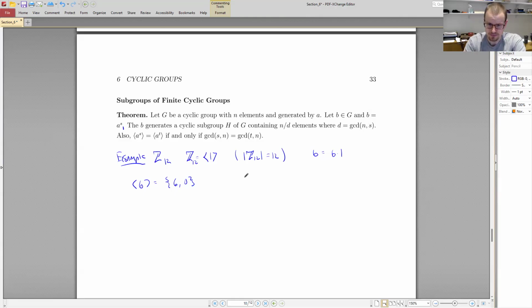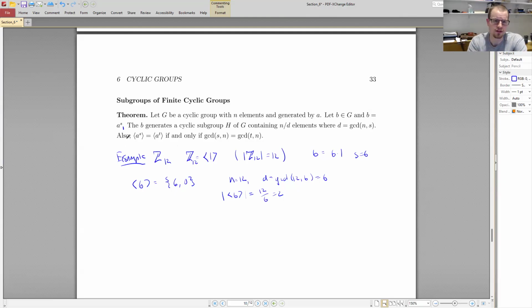So in this case, n is equal to 12, because that's how many elements are in it. d is the greatest common divisor of n, which is 12, and s, which is this 6 here. So s is equal to 6. That's what we're observing. 12 and 6, the greatest common divisor there is 6. So the size of the group generated by 6 should be 12 divided by d, which is 2. And we see that indeed that is the case. So the theorem states that it should be 2, and we observe that it is indeed 2.